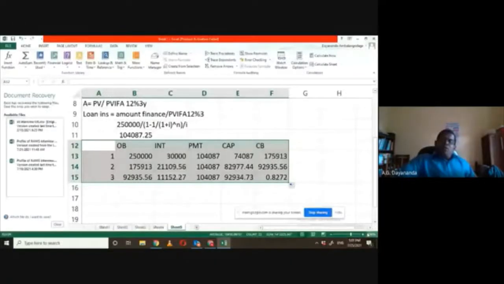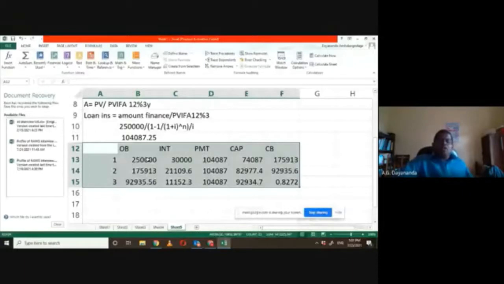Can you understand? It's very simple if you have an Excel sheet, but manually you have to do it one by one, item by item. But I didn't do it. I told you the logic. You start with 250,000. And interest is calculated based on the opening balance, that is 12%.